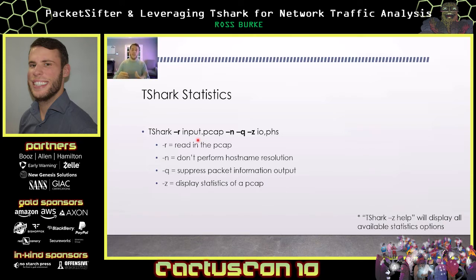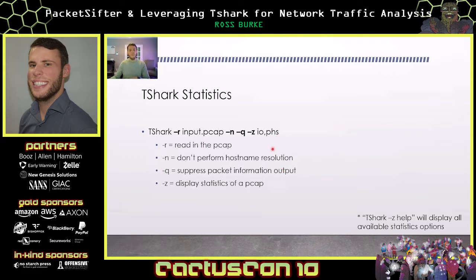So to suppress that, let's give it a -q for quiet. So we're going to suppress that output and then give it a -z. The -z is saying, let's run statistics. And so now I can use all the native Wireshark statistical functions that you might be familiar with just within the command line, right? And so now I run -z io,phs, which stands for input output protocol hierarchy.